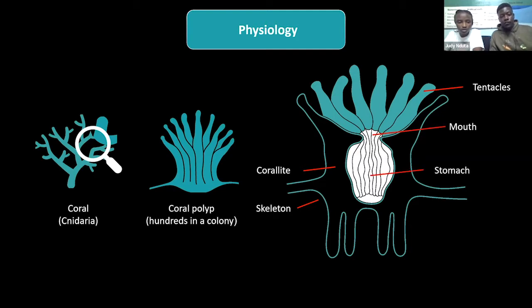So we'll just focus a little bit on this diagram here. As I said, the animal is surrounded by this calcium carbonate skeleton. And these tentacles work to capture small organisms. It has one opening here, which is the mouth, and below the mouth, we have the stomach. And the body, as I will reiterate, contains the stomach and reproductive organs.